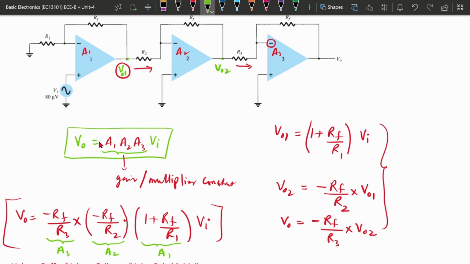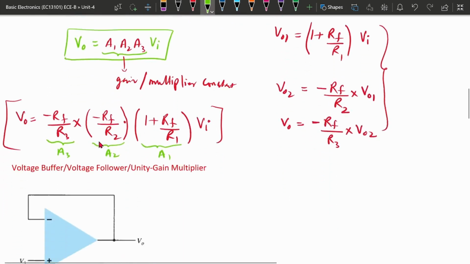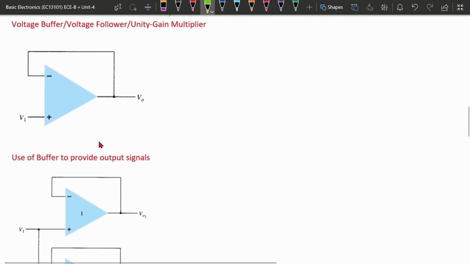So the resistance values will be deciding the gain. Whatever gain we require, based on that we will choose these resistance values. So this is how we can implement the multiplier circuit. Okay, so next is another case of multiplier.